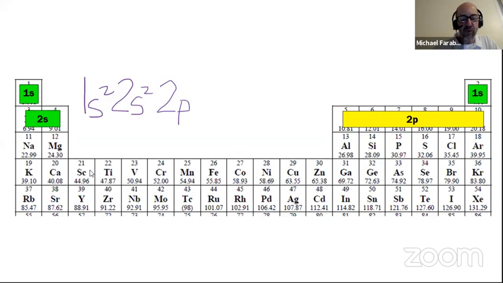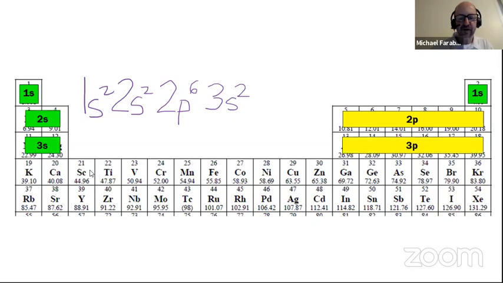So 2p1 for boron, and then 2p2 for carbon, and then 2p3, 2p4, all the way up to neon would be 2p6. If I go around the corner, now I'm at sodium and magnesium, that would be 3s. So either 3s1 or 3s2 for magnesium. And then on to trying to get to sulfur. So I'm not going to go all the way. If I was going all the way to argon, I would have said 3p6. I'm stopping right here at sulfur. So 3p1, 3p2, 3p3, and then I would say 3p4 for sulfur.